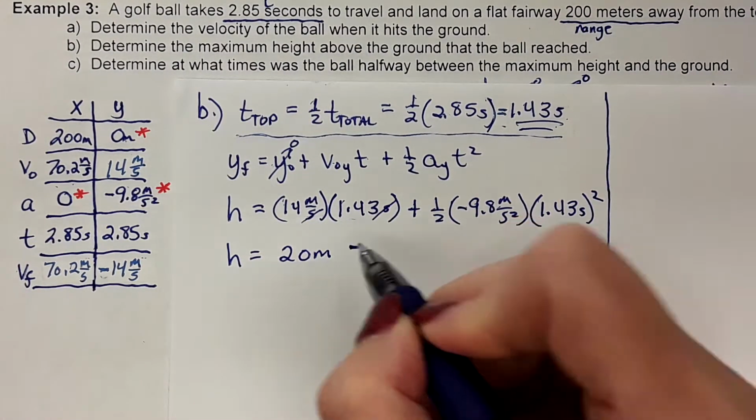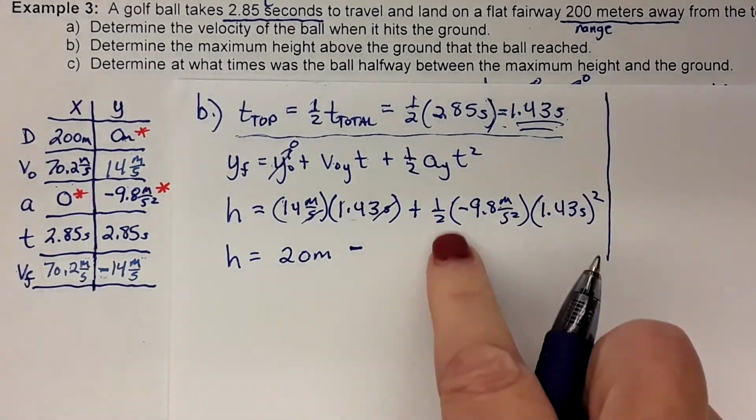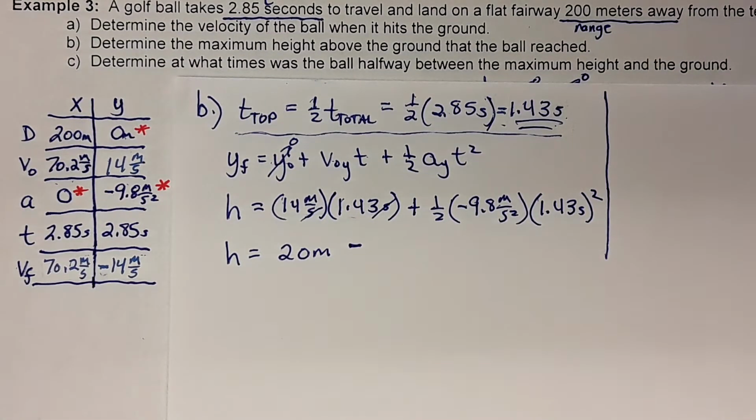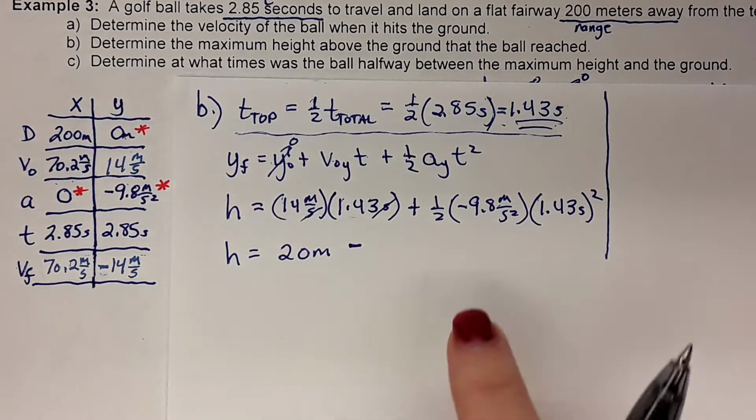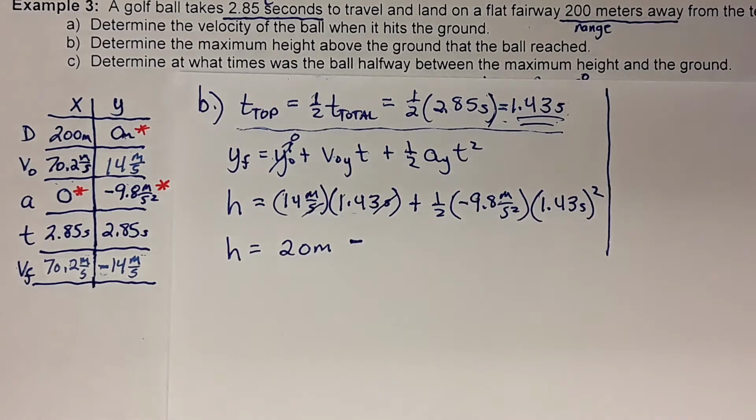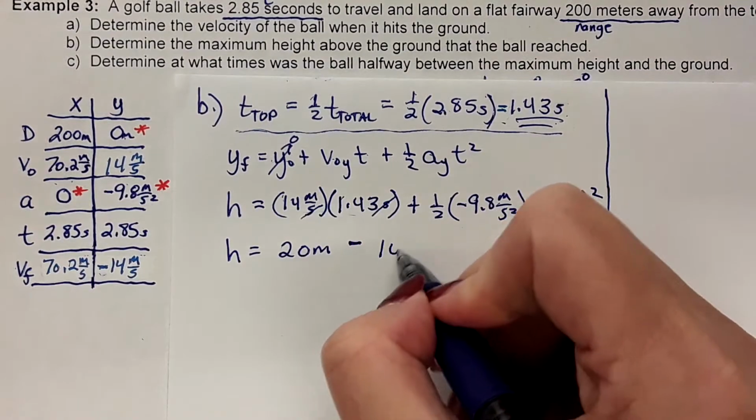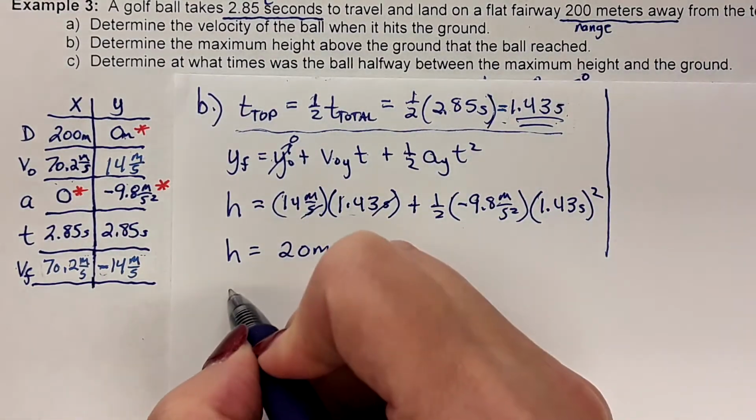All right, now we're going to take away, if I bring that out front, half of 9.8 is always 4.9. That's a nice little shortcut if you'll remember it. Half of 9.8 is 4.9, so you can always just look at that and say 4.9 and then times 1.43 squared. So 4.9 times 1.43 squared. That gives us 10 meters. Double check me on that, but I'm pretty sure that's right.